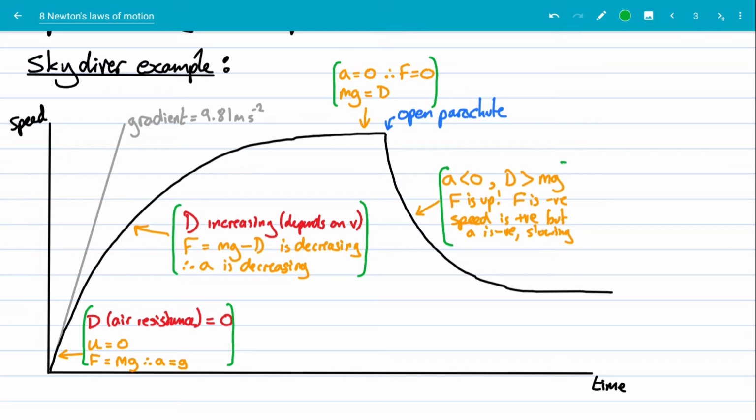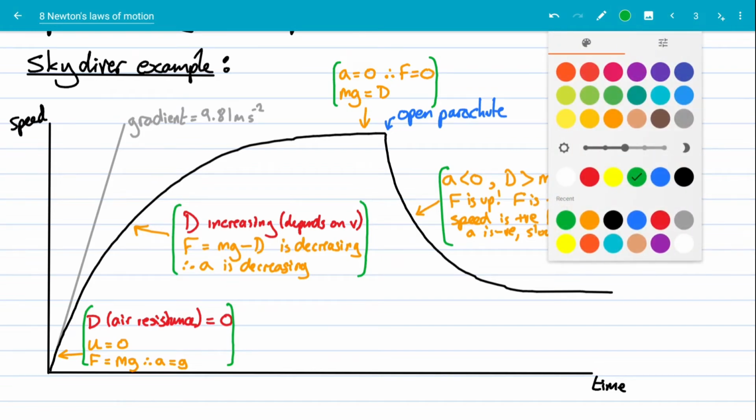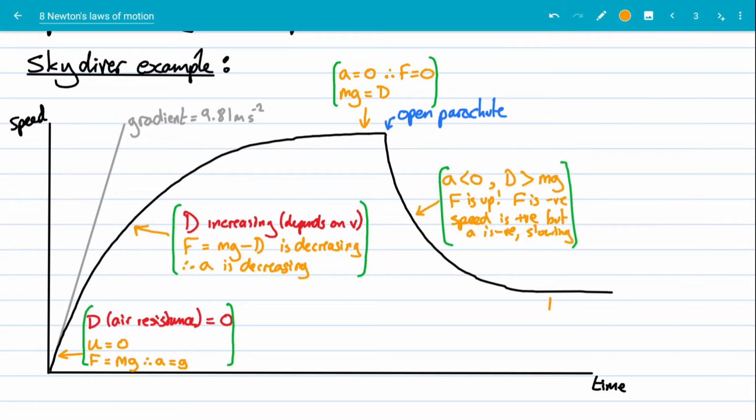So we're slowing down with the parachute open because our drag force becomes bigger than our weight. But as we slow down, that causes a decrease in the drag. So by the time we get down to here, slowing decreases d. So down here, people often get surprised by this.